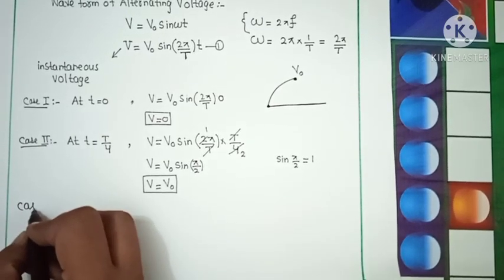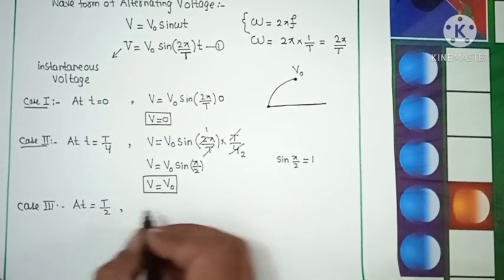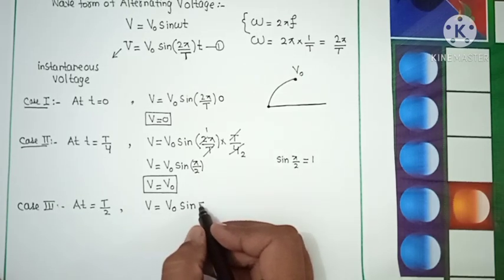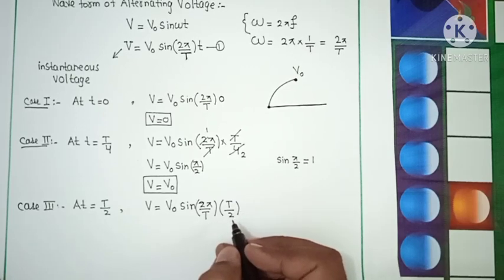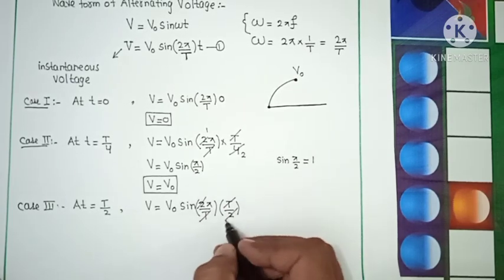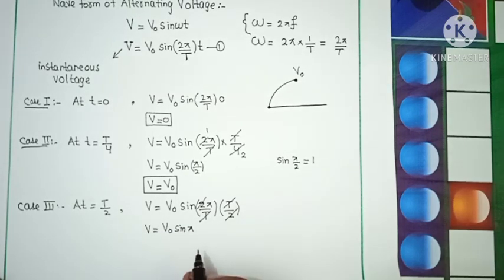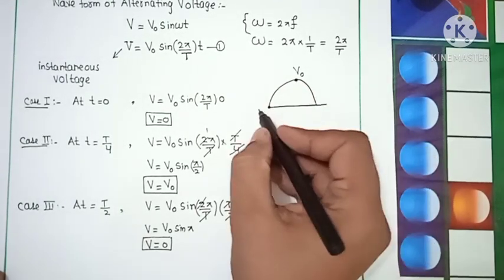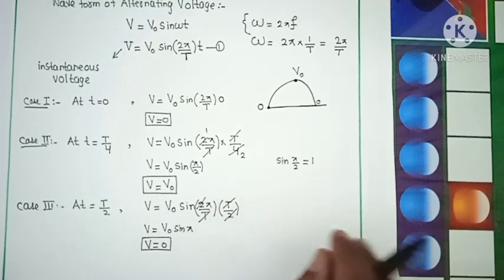Now dear students, case number 3, at t is equal to T by 2. Putting these values in equation number 1, V is equal to V naught sine 2 pi over T and small t is capital T by 2. T cancels with T, 2 cancels with 2. V is equal to V naught sine pi. Sine 180 is equal to 0. So V is equal to 0. So in case number 3, as you can see, V is again 0.